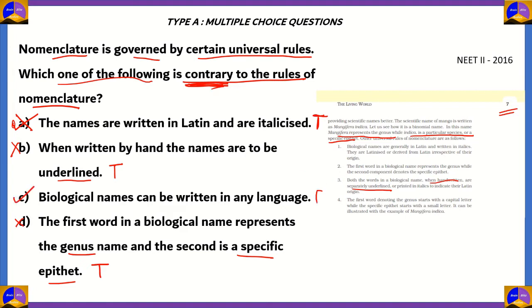Biological names can be written in any language. This statement is wrong because in binomial nomenclature, we only write Latin names or Latinized names. So that means if, for example, some plant is named after a very famous scientist, the name of the scientist is Latinized so that it conforms with binomial nomenclature. So therefore, the correct answer, the contrary statement, is option C. Biological names can be written in any language.